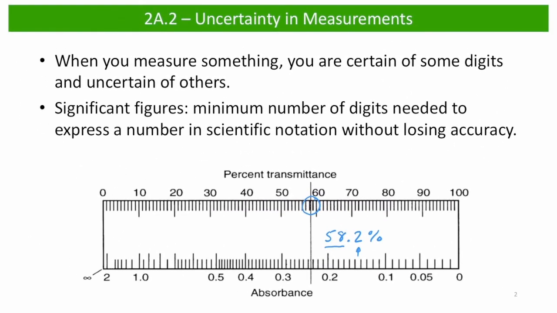So this is helping us keep accuracy. 58.2 is clearly more accurate than 58. And we can see that just by looking at the measurement itself, or by looking at the line that goes between those two measurements.